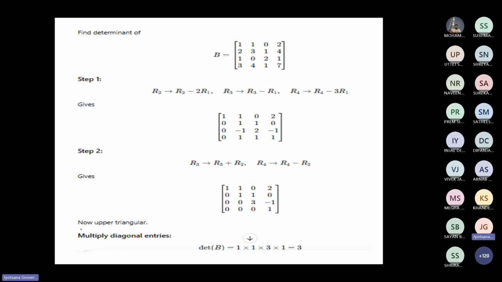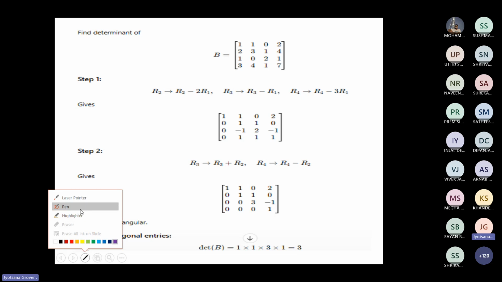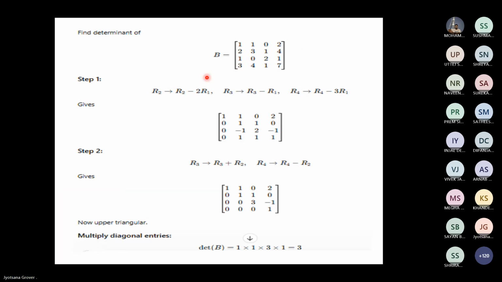This is valid for any n cross n determinant. Let's see this. You have matrix B with you. Are you ready? For converting into REF form, the first task: this is the leading entry of row 1. Convert all the entries below it to 0. How will you do it? You apply row elementary operations with respect to row 1. For example, R2 is R2 minus 2R1, R3 is R3 minus R1, and R4 is R4 minus 3R1. So all the entries below 1 become 0.